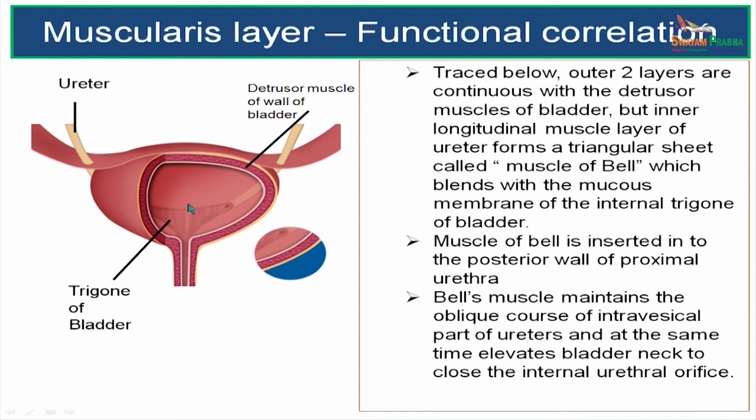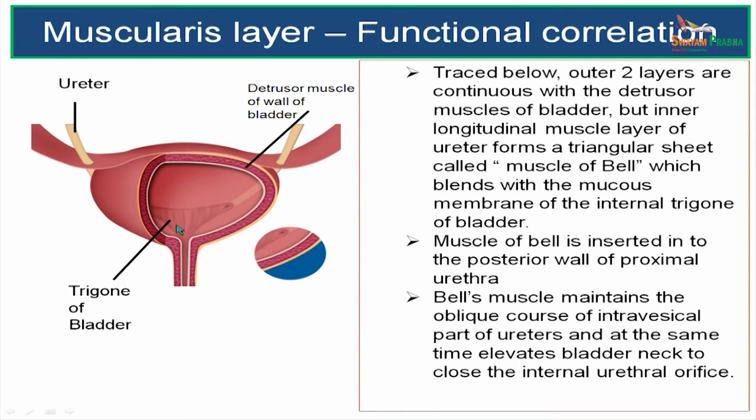What you are seeing in this picture is the base of the bladder. You can see a triangular area. This is the internal trigone of the bladder. So, please note, in the lower ureter, the inner longitudinal muscle layer forms a triangular sheet called as muscle of Bell, which is going to blend with the mucous membrane of the trigone of the bladder.